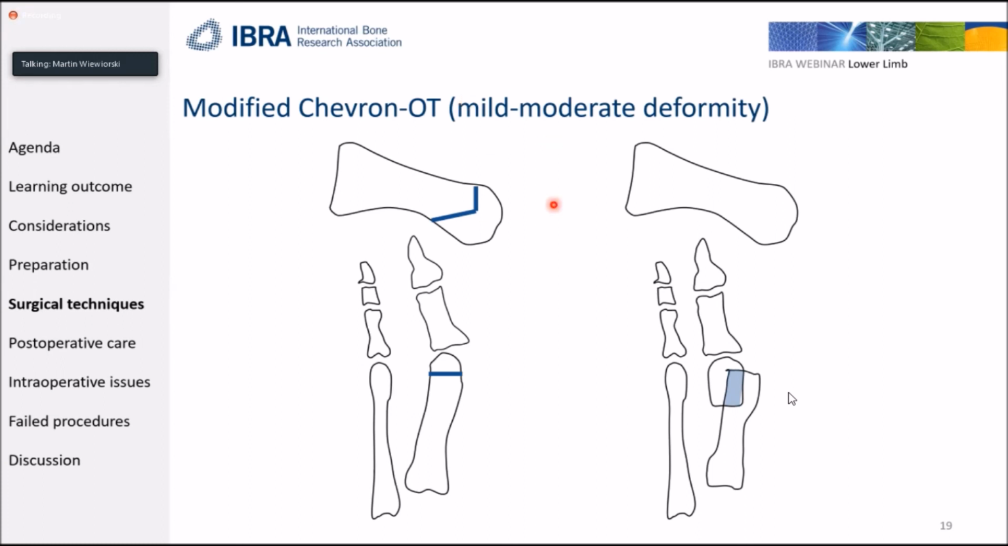Basically, what you do is, so how is the osteotomy done? You can see it here on the left side. You will find the center of the joint.